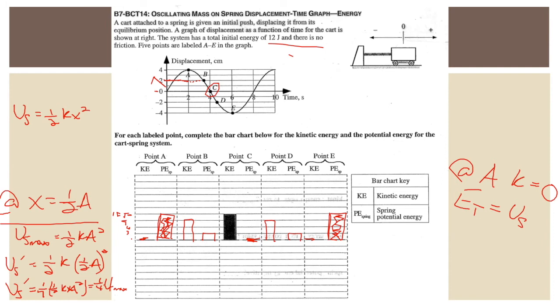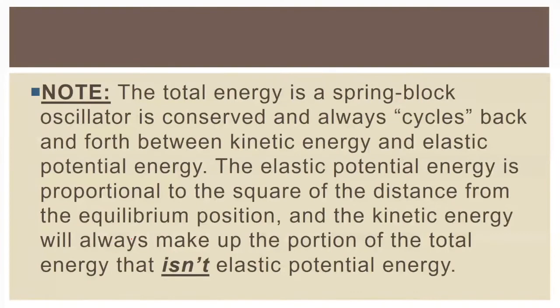Now, I want to write a note about this. You can write this as the explain your reasoning on this worksheet, or you can write it in your book if you want. It doesn't really matter to me. The total energy in a spring block oscillator is conserved and always cycles back and forth between kinetic energy and elastic potential energy. The elastic potential energy is proportional to the square of the distance from the equilibrium position, and the kinetic energy will always make up the portion of the total energy that isn't elastic potential energy.